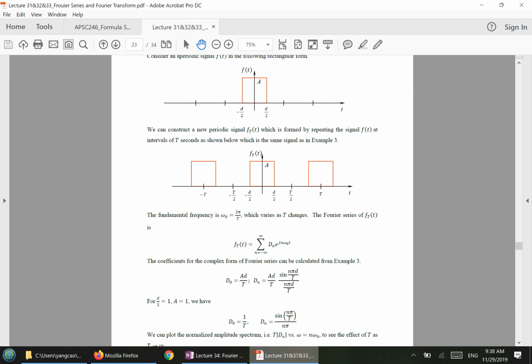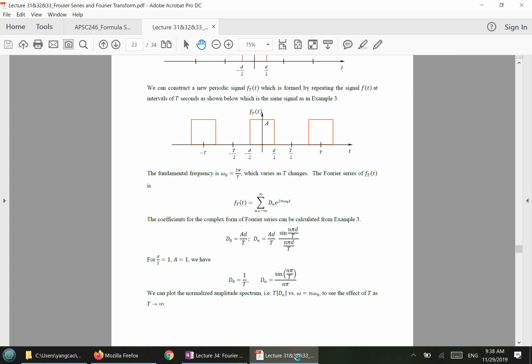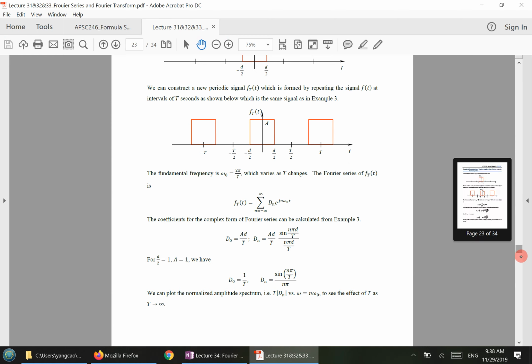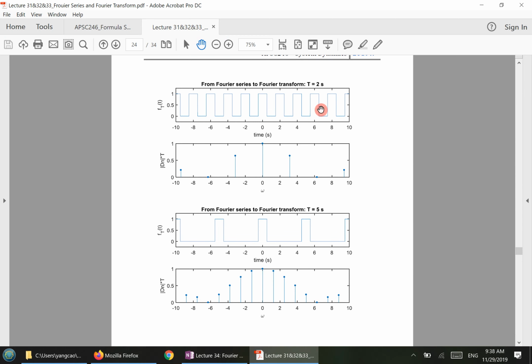So what happens when T goes to infinity? I did a little graphing here to illustrate the effect of the period T. Here are a few graphs. For example, if T equals 2 seconds, this is the periodic function based on the original box. Then we can graph the magnitude of the complex coefficient dn. This is what it looks like. When T is 5 seconds, it starts to space out, and this is the amplitude spectrum. You see it looks much smoother now.